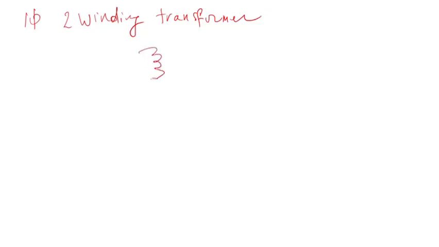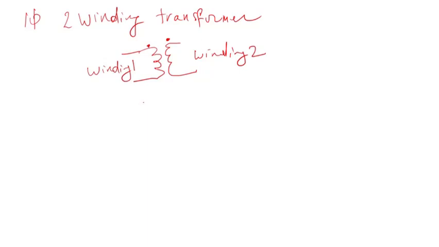So let's assume we have a single phase two winding transformer. So basically you have the primary, for instance. This is the polarity mark. You have the secondary. Here's the polarity mark. So there's winding 1, and here's winding 2.